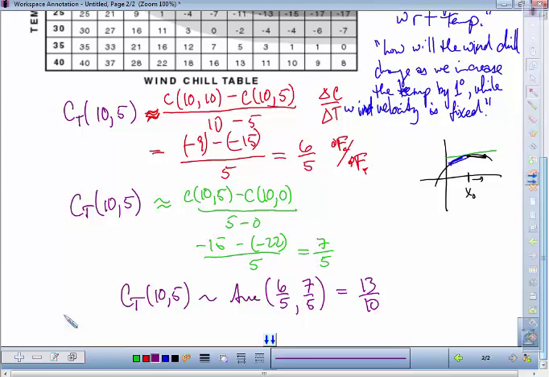Yeah, so it's going to seem like it's colder than 1 degree, right? So if you imagine the temperature is currently 5 degrees and the wind is blowing 10 miles per hour, and if the temperature goes up a little bit, then your wind chill factor is going to go up a little bit more than a little bit. If the temperature goes up by 1 degree, your temperature is going to go up by 1.3 degrees.